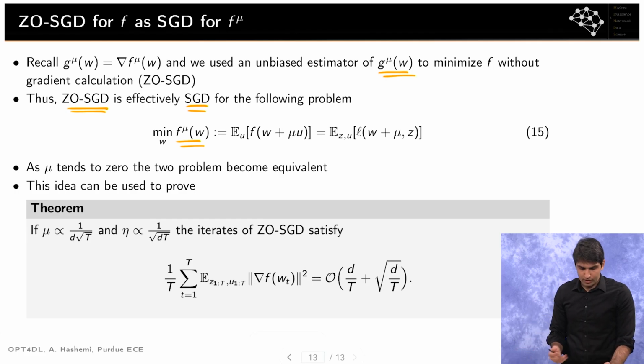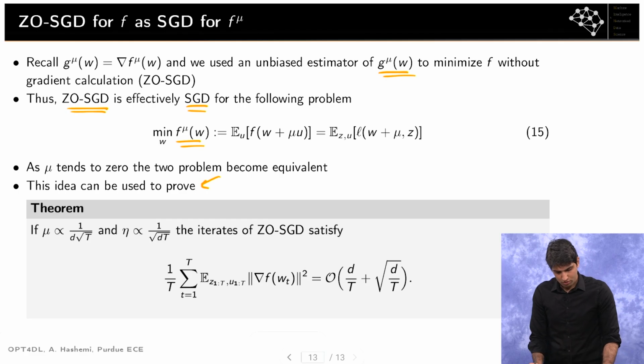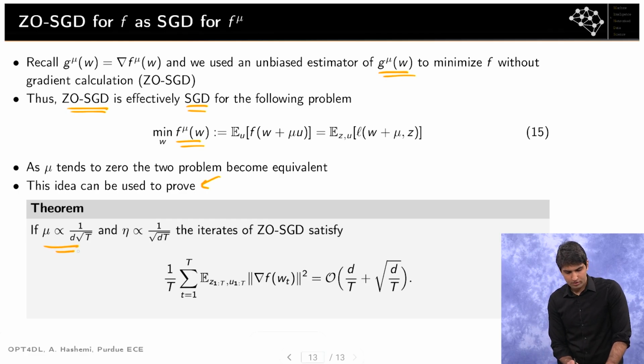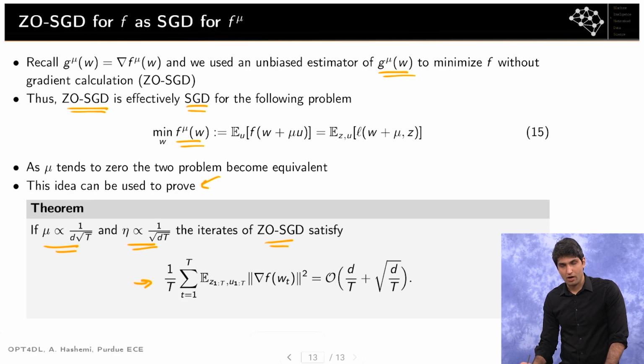Now this idea can be leveraged quite easily to prove a theorem that I'm stating here. What you can show is that if the smoothing parameter is small enough, for instance, if it scales with 1 over d, the dimension, times the square root of t, and if the step size is small enough as well, the zero-order SGD method is going to satisfy this nice bound. Essentially, the average of the gradient norms is going to be bounded.